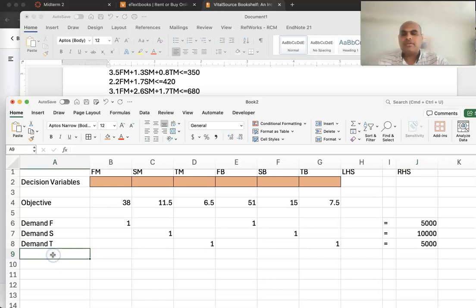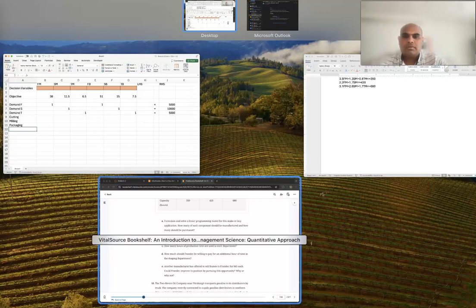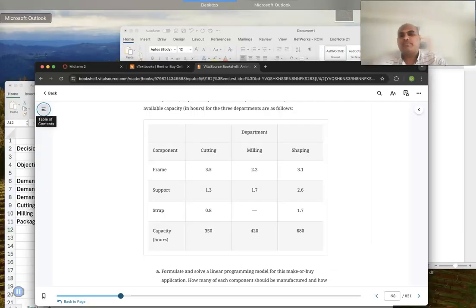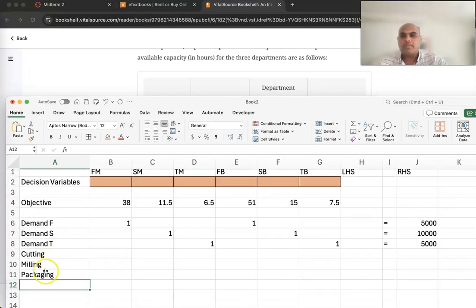Now we write the time constraint. So first we'll write cutting, milling, and packaging. Is it packaging or something else? Cutting, milling, and shaping. I'm so sorry. It's not packaging, shaping.